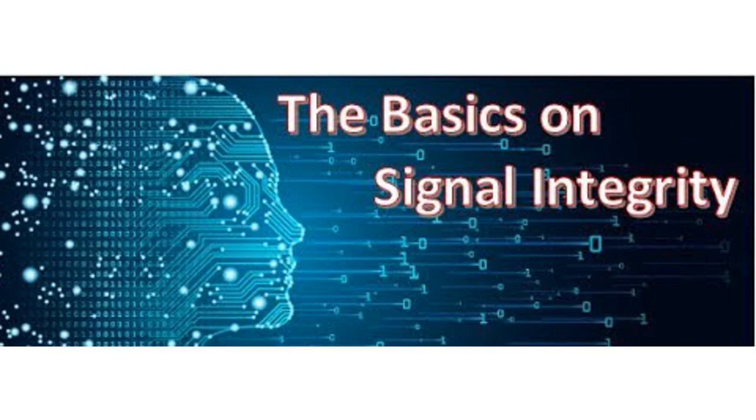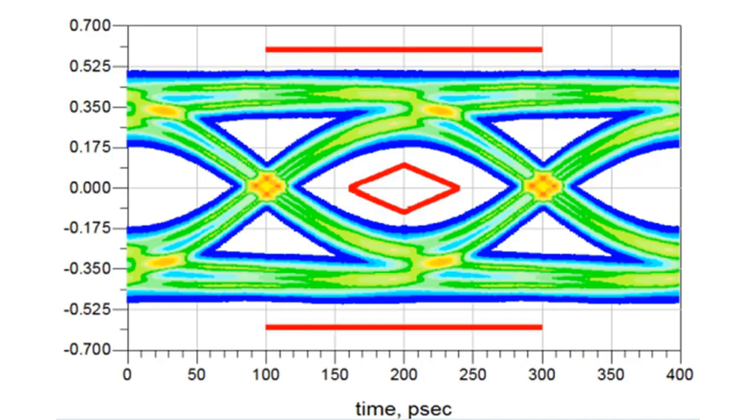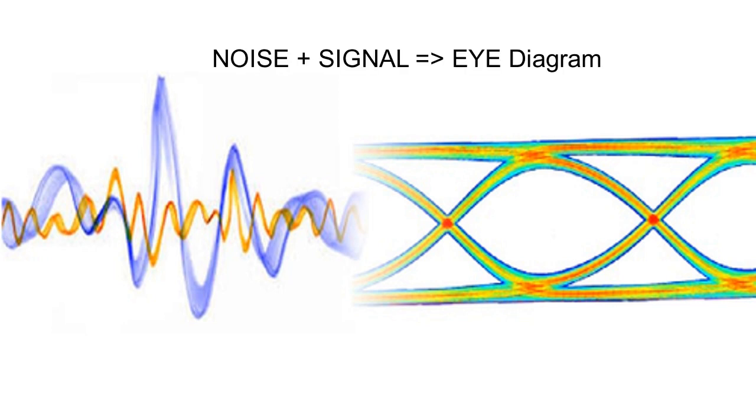Hello audience. Today we will discuss how noise impacts the signal integrity of systems. First, what is signal integrity, SI? Signal integrity signifies the signal's ability to propagate without distortion. Signal integrity is nothing but the quality of the signal passing through a transmission line.